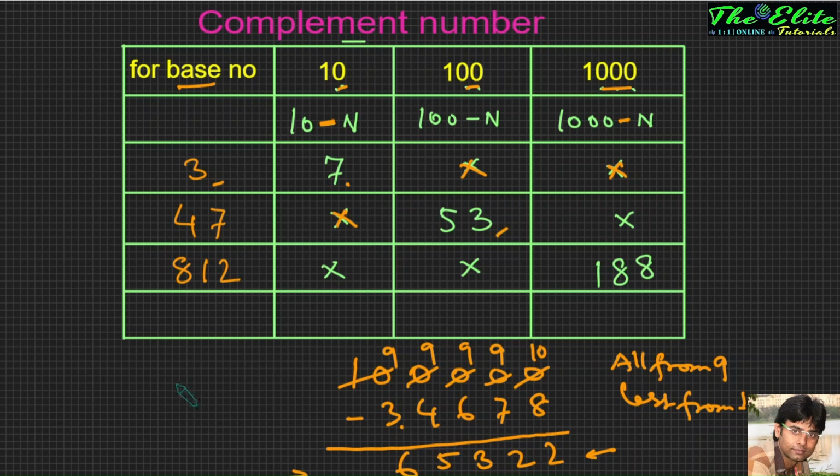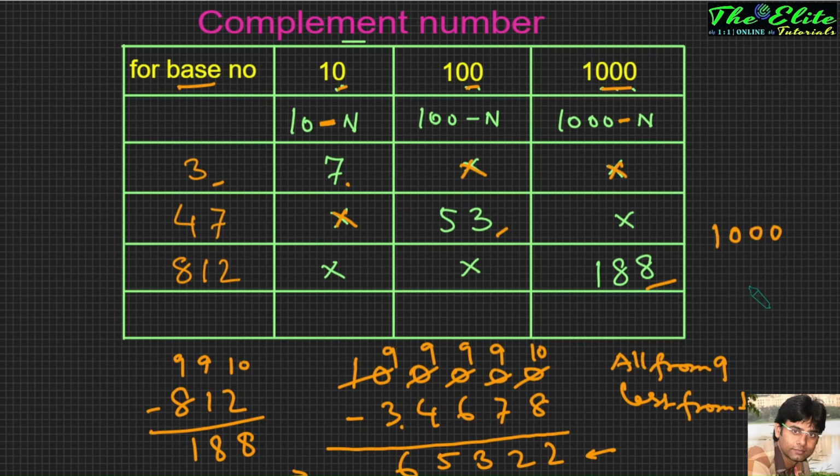Likewise, the scenario was 8, 1, 2. You were asked to find the complement of 812. In order to find the complement of 812, what will you be doing? You have to subtract all from 9 and the last from 10. Okay, now this is the scenario here. Now subtract. 10 minus 2 is 8, 9 minus 1 is 8, and 9 minus 8 is 1. And that was the answer here. Okay, so you understood it.